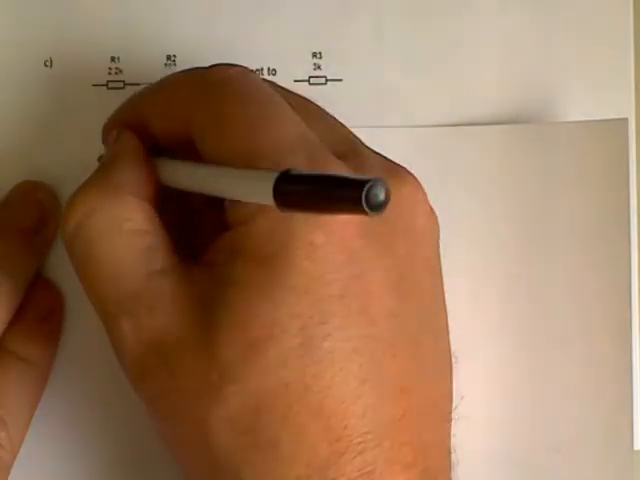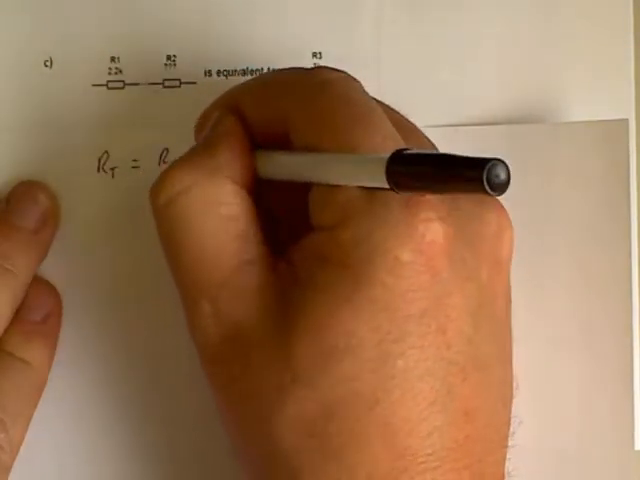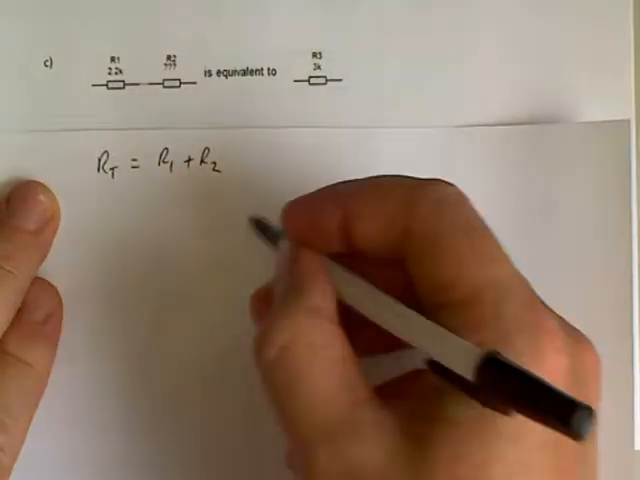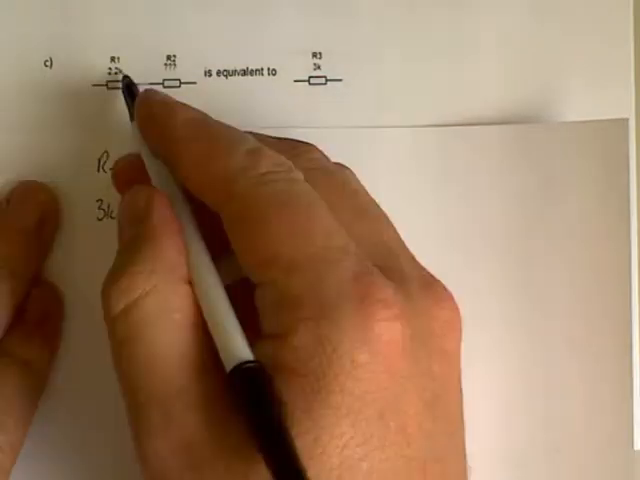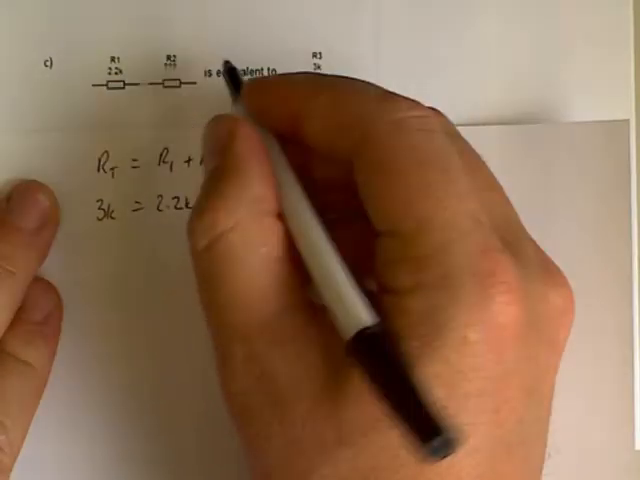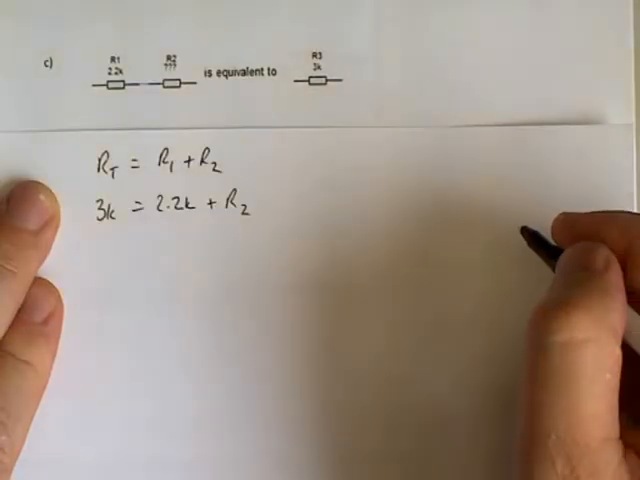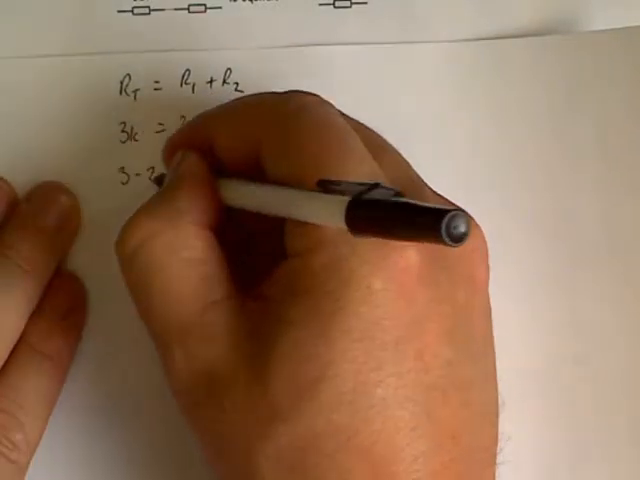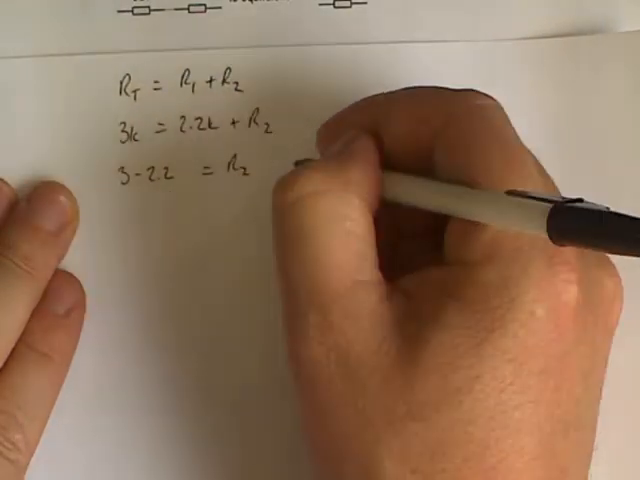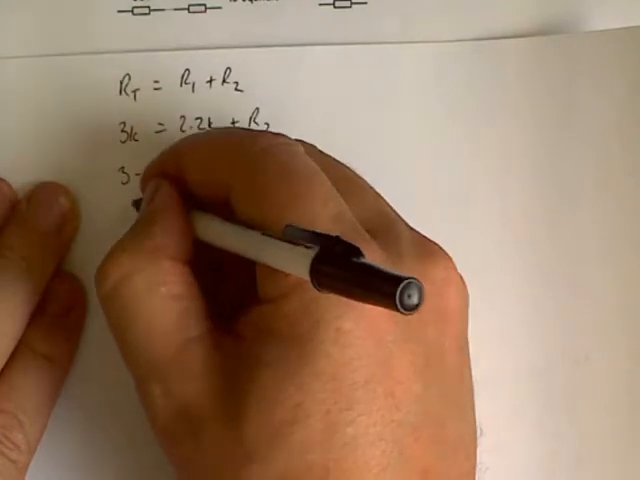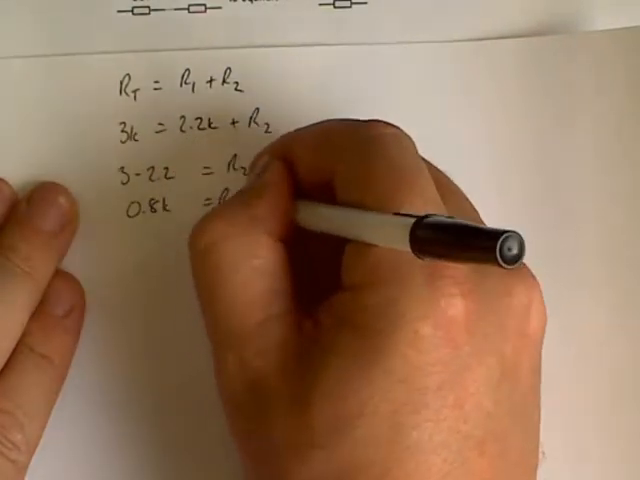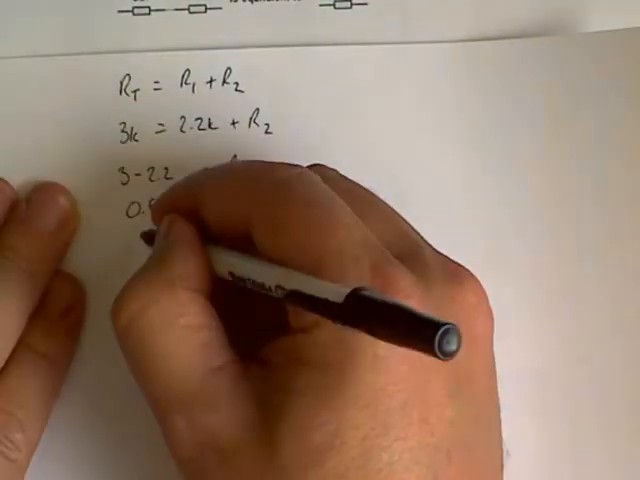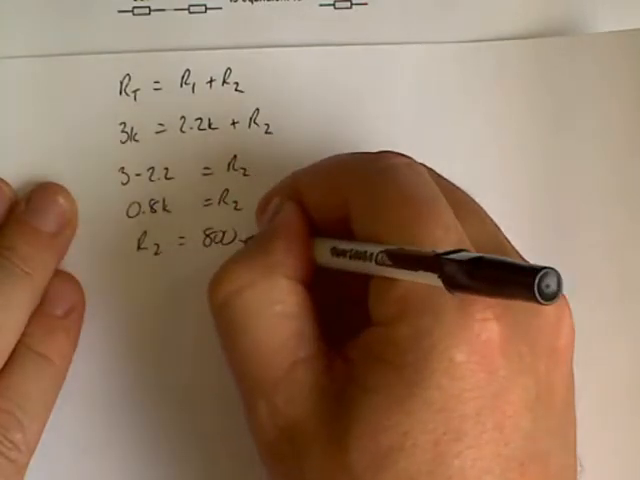So again, RT equals R1 plus R2. However, in this case we know RT, so we're saying 3k equals R1, 2.2k plus some unknown value. Subtracting 2.2k from both sides, I get 3 minus 2.2 equal to R2, which is 0.8k, which is the same as 800, so R2 equals 800 ohms.